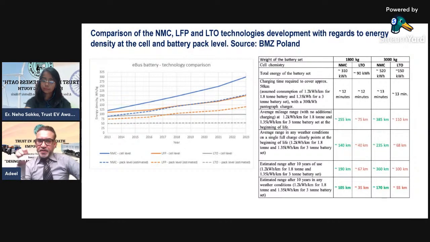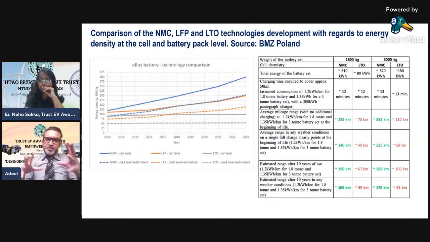Charging time required to cover approximately 50 kilometers: 12 minutes with LTO, and 13 minutes with NMC. And depending again on the total energy of the battery set, the weight is 1,800 kg, or it's different if it is 3,000 kg. Average mileage range with no additional charging is at 1.2 kilowatt hour for 1.8 ton and 1.3 kilowatt hour.